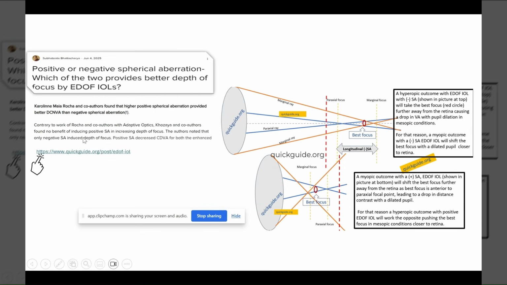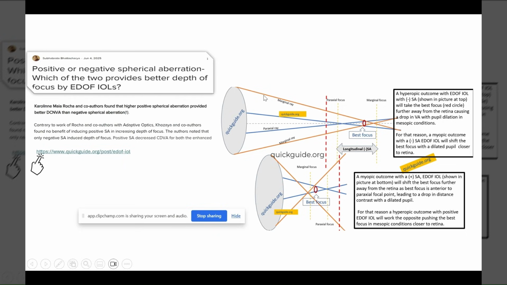On the contrary, there were other papers by Kozai and co-authors who found that negative spherical aberration probably provides a better depth of focus. So there are studies and counter studies. My thought, going across many studies, is that both positive and negative spherical aberration lenses can provide a good depth of focus. The question is whether the patient lands at emmetropia. If the patient lands myopic or hyperopic, then the way a lens based on positive spherical aberration works, and the way a lens based on negative spherical aberration works, may be different.